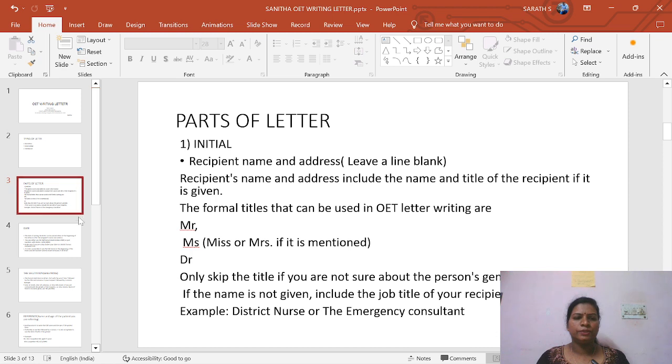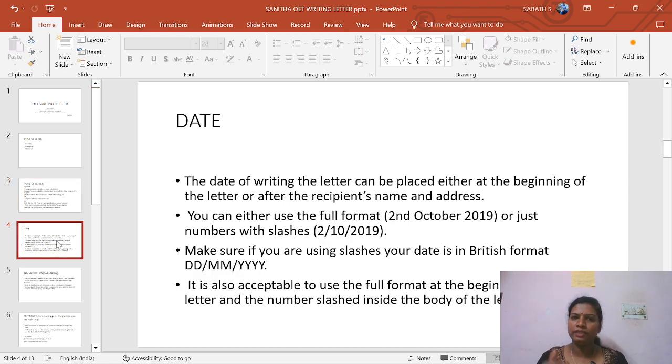After we wrote the recipient name and address, we have to write the date. There are some formats for writing the date. The date of writing the letter can be placed either at the beginning of the letter or after the recipient's name and address.